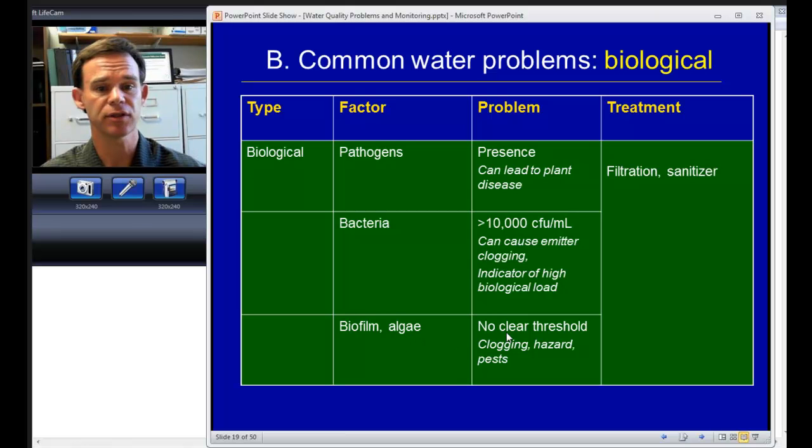Biofilm and algae levels, there's no clear threshold available, but we can see when issues are occurring. And again, it can contribute to clogging of emitters, can be a worker hazard, can disrupt irrigation and wettability of your growing media, and can lead to pest levels such as shore flies, for example. And the treatments in all of these cases for these biological issues are filtration to reduce organic load, followed by a sanitizer, and there are a number of those available that will be talked about later in this webinar series.